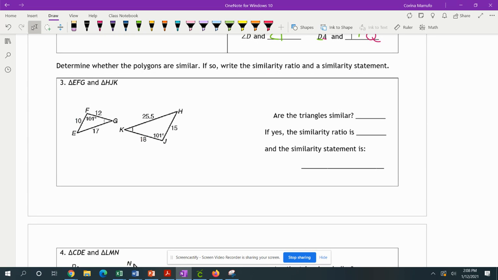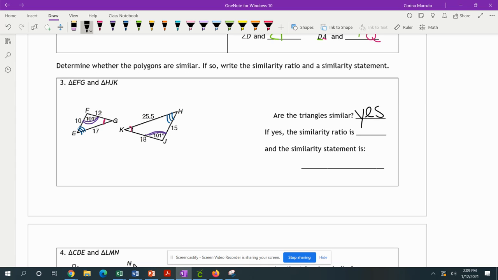Okay, here it says determine whether the polygons are similar. If so, write the similarity ratio and the similarity statement. Okay, so the way that we're going to be able to tell if they're similar is if all of their angles are congruent. So here they tell us that these two angles are congruent by using the little arc mark. Okay, then they tell us that this is 101 and it is congruent to this one over here. Okay, so using the third angle theorem, if two angles in a triangle are congruent, then that means that the third angle also has to be congruent. Okay, so are the triangles similar? Yes, because we can identify from the diagram that all the angles are the same.